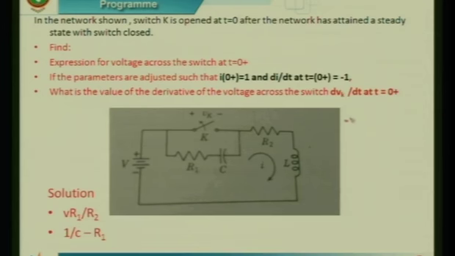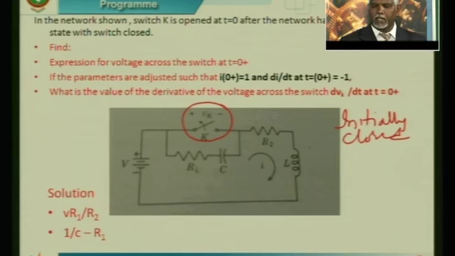Initially the switch is closed, and it is an opening switch. When the switch is closed, these two become redundant. The values of R and C become redundant when there is a short. So that is what we need to understand.